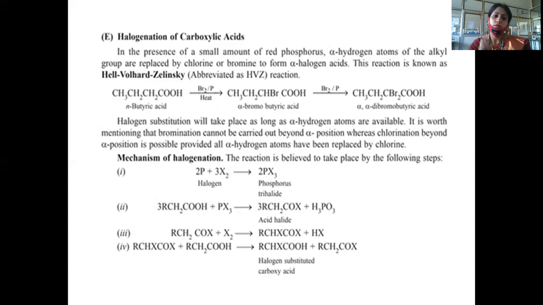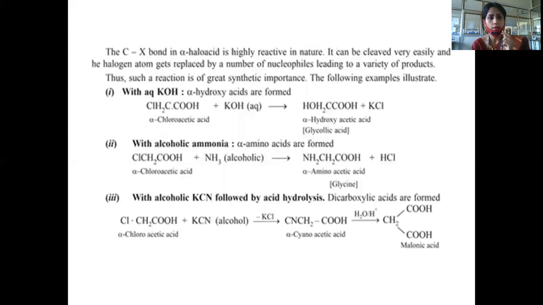If we see the mechanism, in the first step, red phosphorus reacts with the halogen molecule to form phosphorus trihalide. Then this reacts with the carboxylic acid to form acid halide. In the third step, again an HX molecule is produced, and finally we get a halogen substituted carboxylic acid in the last step. The C-X bond in alpha halo acid is highly reactive, and it can be cleaved very easily, and the halogen atom gets replaced by a number of nucleophiles, leading to a variety of products.